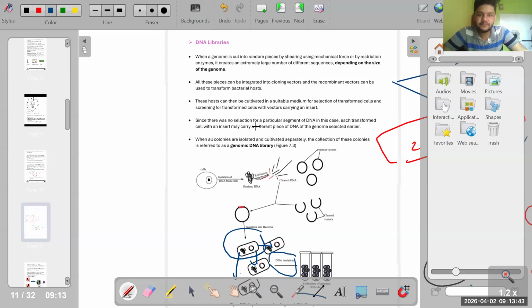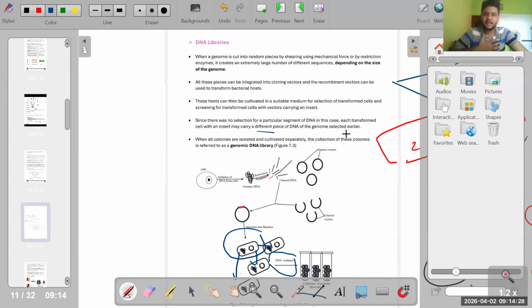Since there was no selection for a particular segment of DNA, which I said to you right now with the polythene bag, meaning the genome. I didn't put my hand in and selectively take a gene. What I did was completely release all of them. I didn't see which one was better or longer and separately take it. I randomly released all of them. Can you understand? So since there was no selection for a particular segment of DNA, each transformed cell with an insert may carry a different piece. This is a very, very important statement. A different piece of DNA of the genome selected earlier.